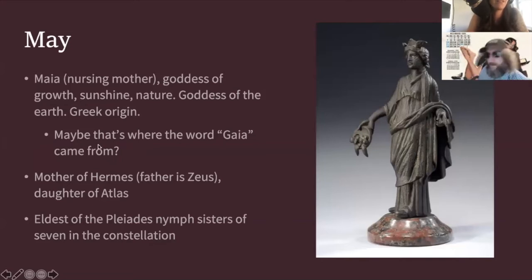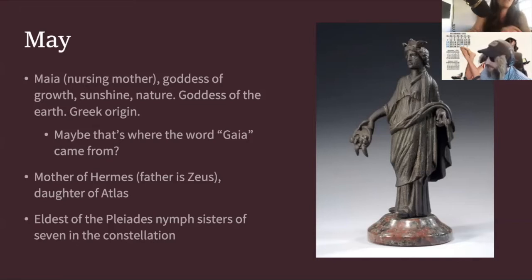So we have May, and that's named after Maya, who is known as the nursing mother. She's the goddess of growth, sunshine, nature, the goddess of earth, and she's another Greek origin. And I'm thinking that's where the word Gaia came from, because Gaia is Mother Earth. Maya, Gaia, makes sense to me.